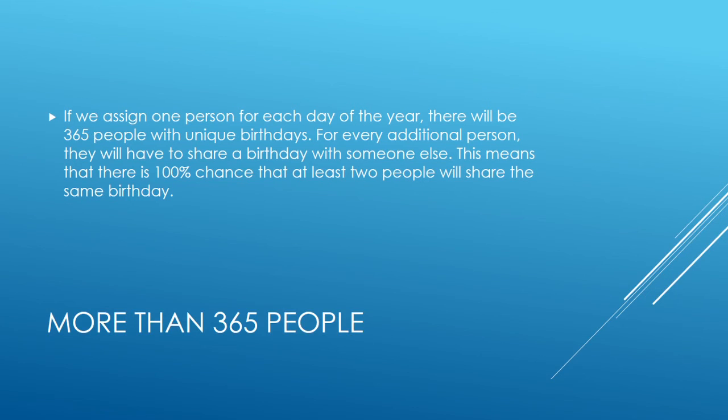Okay, what happens if there's more than 365 people? If you assign 1 person for each day of the year, there will be 365 people with unique birthdays. For every additional person, so every person that exceeds 365 people, they will have to share a birthday with someone else. This means that there's a 100% chance that at least 2 people will share the same birthday.